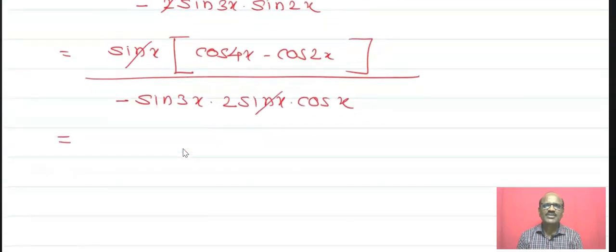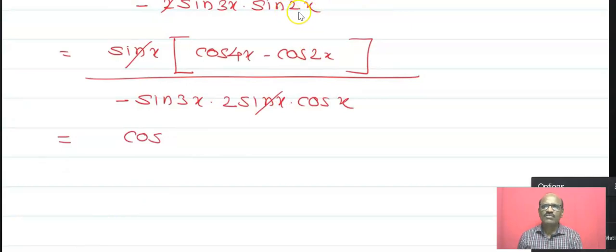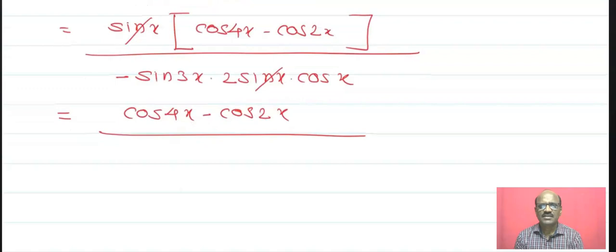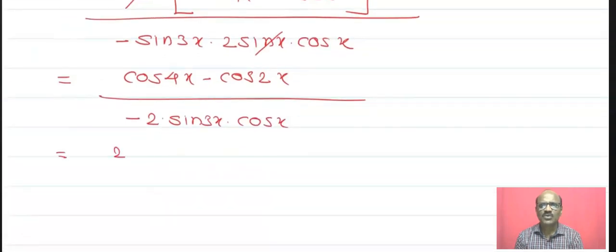that is 2 sin x into cos x. But there the formula is applied. What is sin of 2x? Sin of 2x means 2 sin x into cos x. And it is sin x in the numerator and sin x in the denominator. These two terms are getting cancelled. Therefore, you will get cos of 4x minus cos of 2x minus, that is 2 sin of 3x into cos of x.